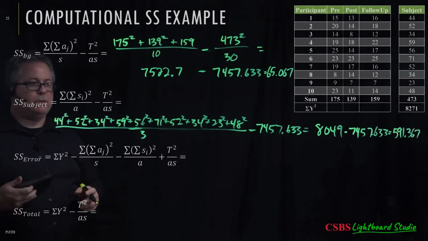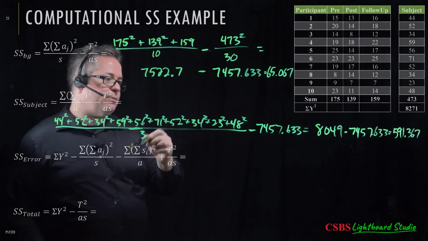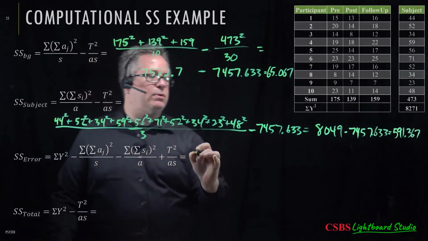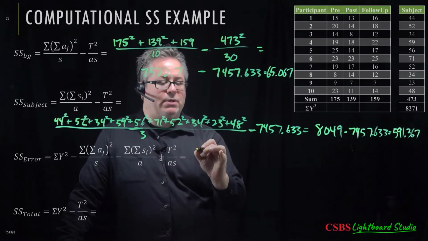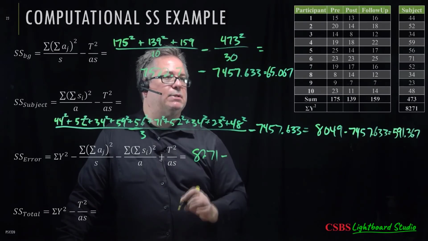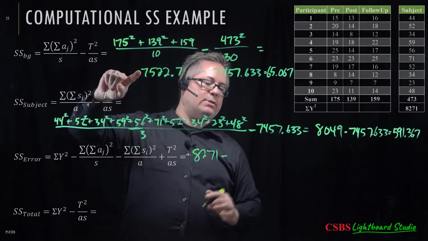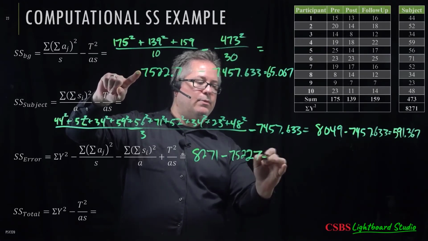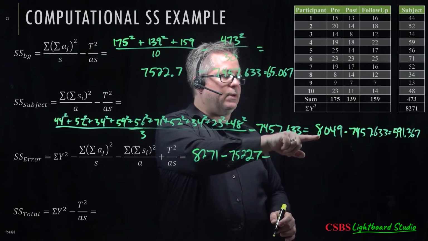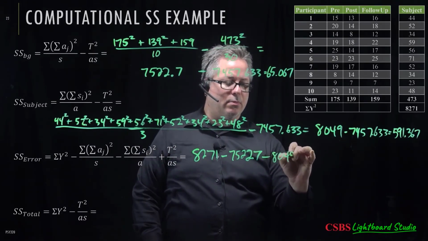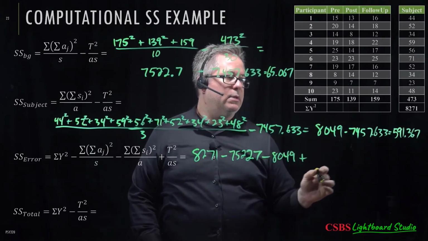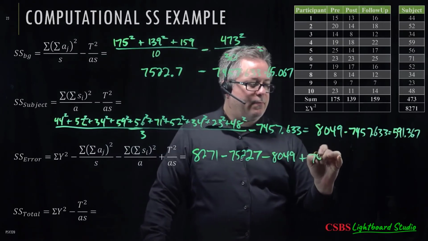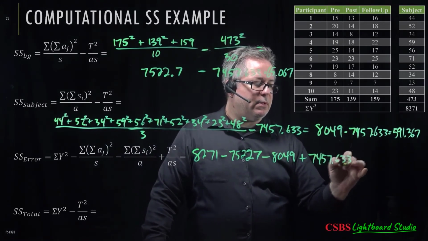The next one, sum of y squared minus the sum of A_j squared minus the sum of S_i squared, and then plus this again. We have a lot of repeats, and the sum of y squared is given to us. So this one, we don't really have to do any more computations except to subtract and add. So sum of y squared is 8271 minus the sum of A_j squared over S, so minus 7522.7. And you subtract out the sum of S_i squared, which is this 8049. Now you add back the T squared over AS, which is this 7457.633 number, which equals.